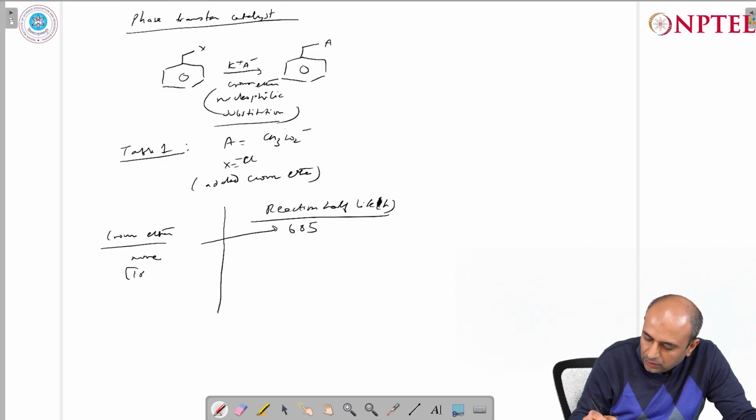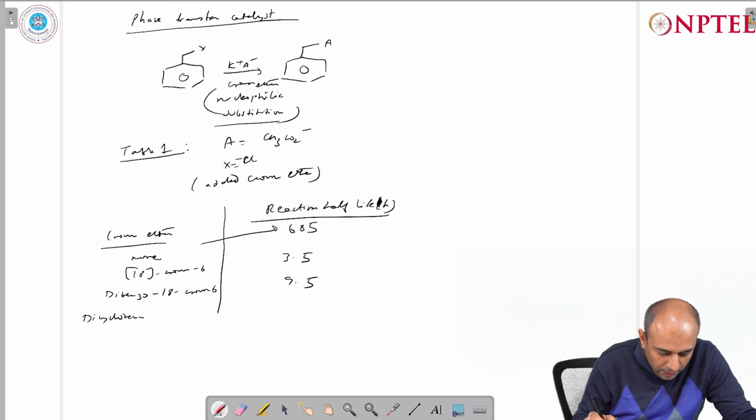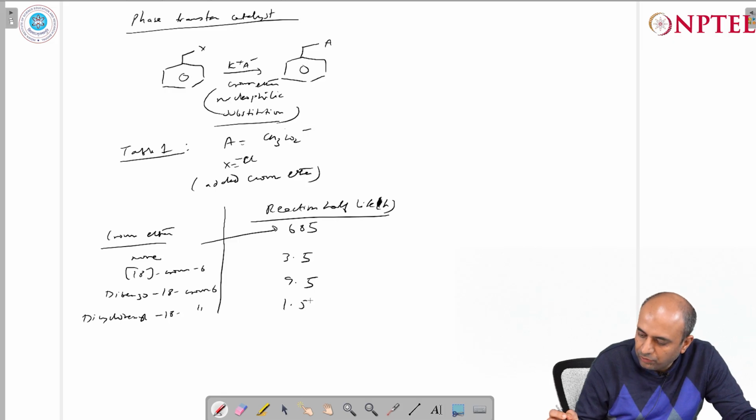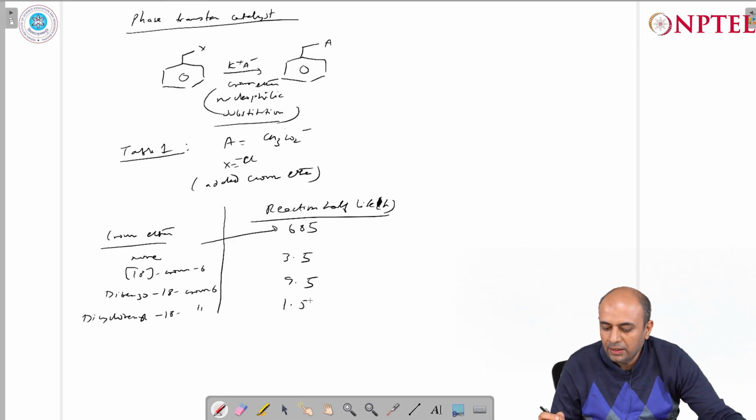When it is 18-crown-6, the time drops to 3.5 hours. When it is dibenzo-18-crown-6, it becomes 9.5 hours, and when it is dicyclohexyl-18-crown-6, the time is 1.5 hours. So, we can see here that the reaction time is dramatically affected by the presence of crown ethers.